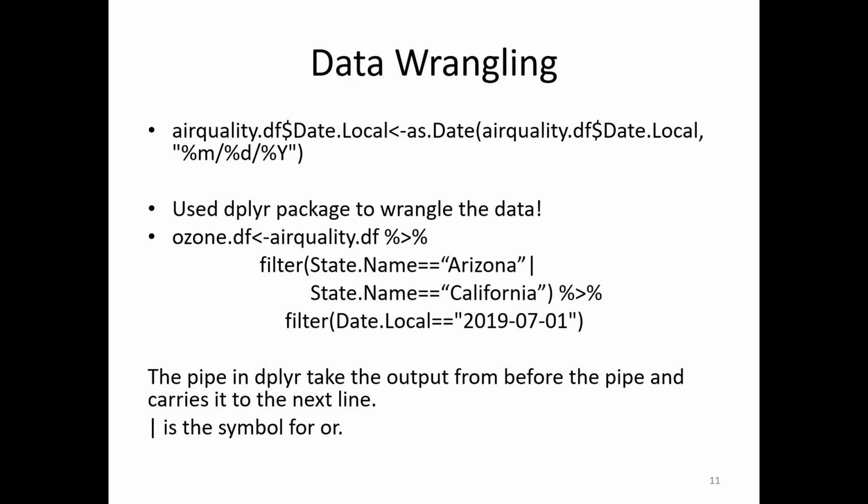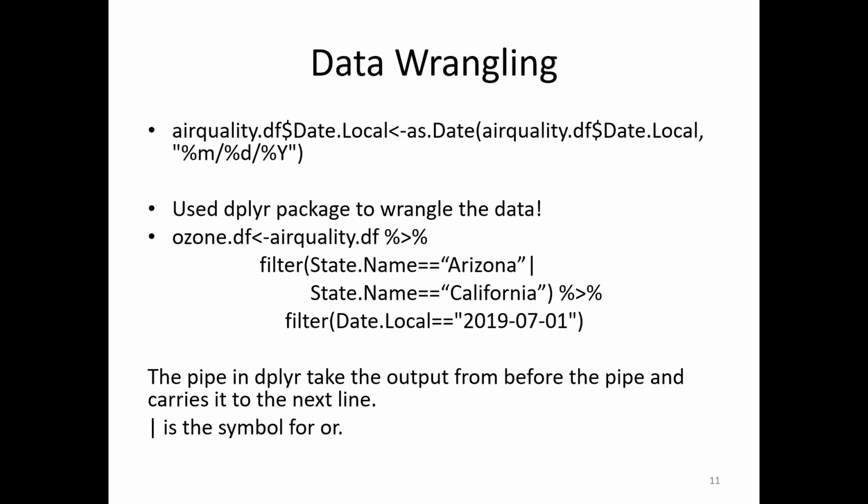And then we can use the dplyr package to wrangle the data. We're going to make a new data frame called ozone. Starting with the airquality.df, we'll pipe that to a filter where state name equals Arizona, or state name equals California. Then we pipe that to another filter to filter on the date, so date.local equals 2019-07-01. So we are only interested in the air quality on July 1st in Arizona and California.